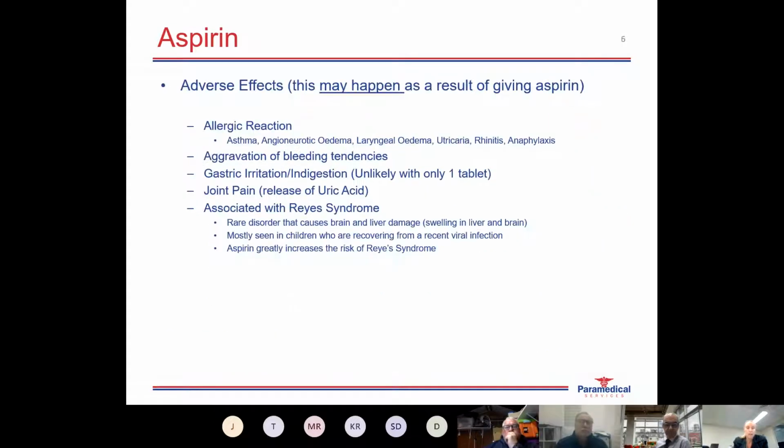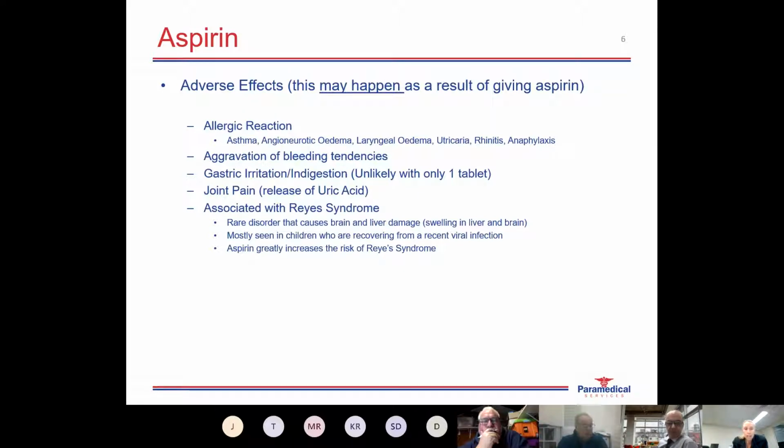So there are some adverse effects to giving aspirin, and an adverse effect is something that may happen as a result of giving aspirin. It doesn't mean it will happen, but it may. So it is something that we definitely have to consider before we give the aspirin to the patient. We have a few listed in Paramedical Services Pharmacology, and these are ones that you should be learning.